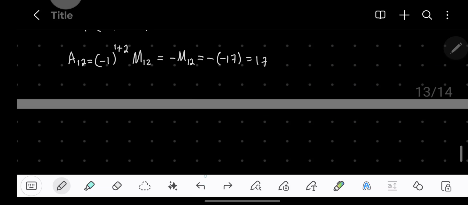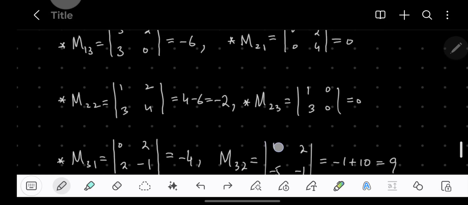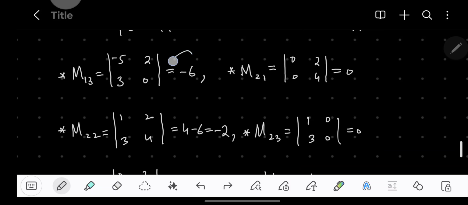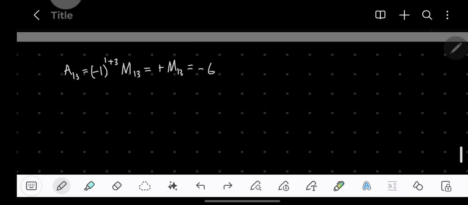Now this is the turn for A13. So I will again write the formula: negative 1 to the power 1 plus 3. 1 plus 3 is 4. So negative 1 to the power of an even number is plus. So I will write plus M13. M13 is already found, which is negative 6. You can check. So I will put negative 6 here.